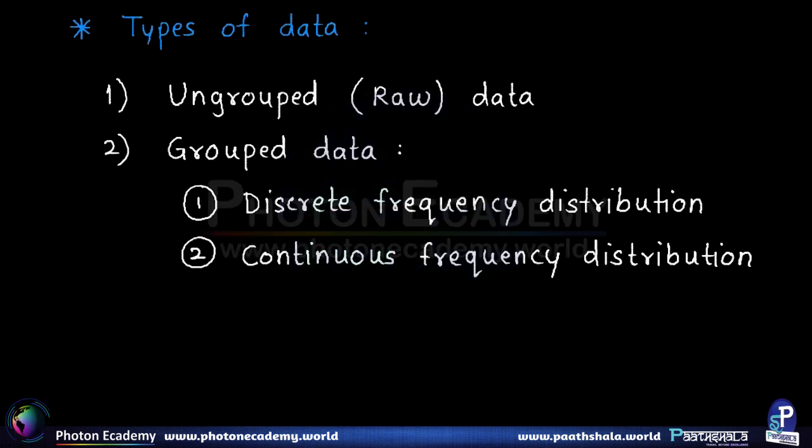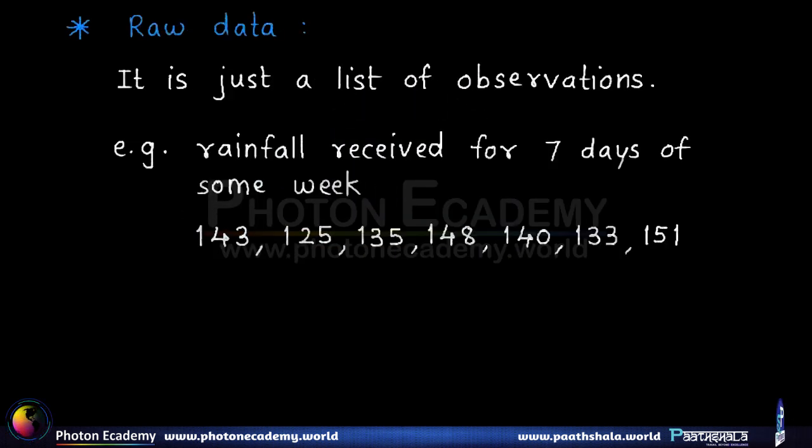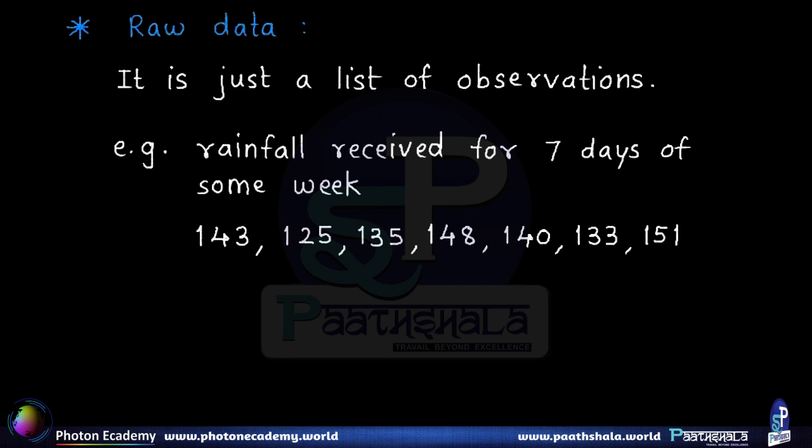So we move on to the raw data first. By raw data we mean it is just a list of observations, that's it. As an example, here it's given the rainfall received for 7 days of some week. You see here the 7 observations are recorded. On every day, what was the rainfall? There can be a unit, of course, in mm. So this is an example of raw data, just a bunch of observations.